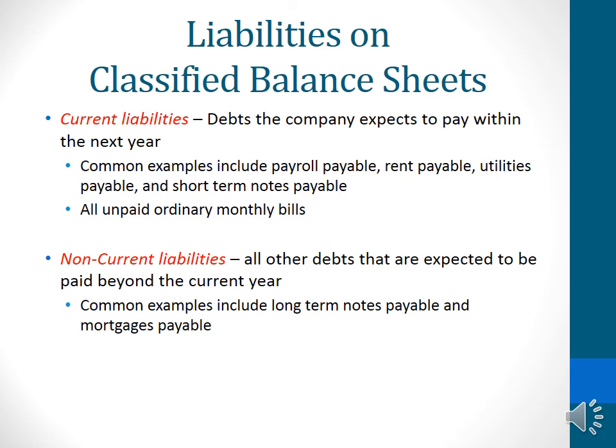Current liabilities are all the unpaid ordinary monthly bills the company has. So the company adds up all the amounts it owes on the balance sheet in one section, so you can see all of the amounts of its current unpaid bills. Non-current liabilities are debts that are expected to be paid after the current year, but the range of time could be 2 years from now or 50 years from now. All of those non-current liabilities or long-term liabilities go in one section.